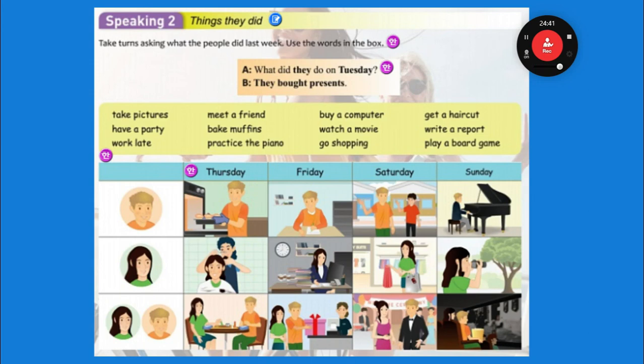Now, this is done in past tense, so you need to know the past tense of all of these verbs. Took, had, worked, met, baked, practiced, bought, watched, went, got, wrote, played. All right, we covered the entire chapter.